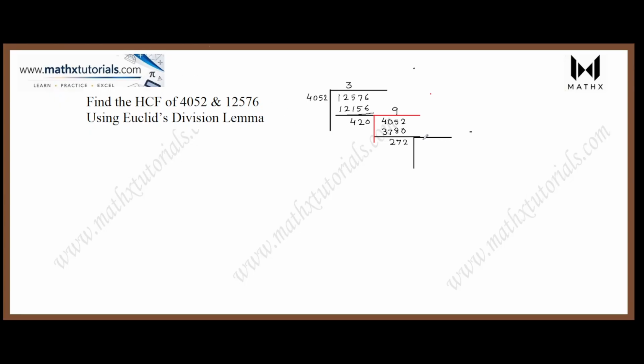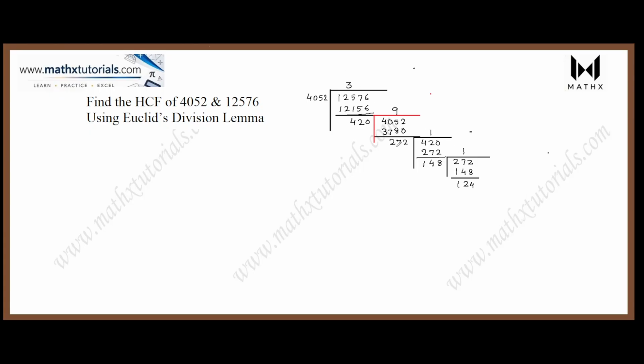Once again we divide the previous divisor by 272. So we write 420 here and it goes 1 time into 420, so 272, and we get 148. We shall again divide 272 by 148 and we once again have just a 1, so it is 148. We are left with 124.